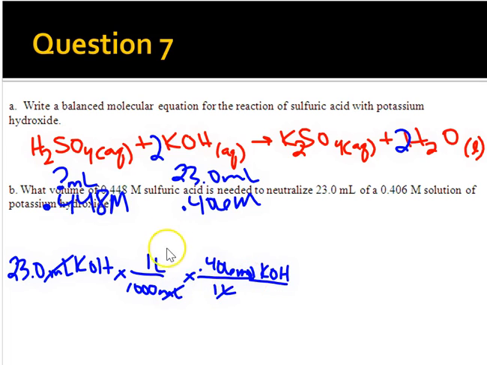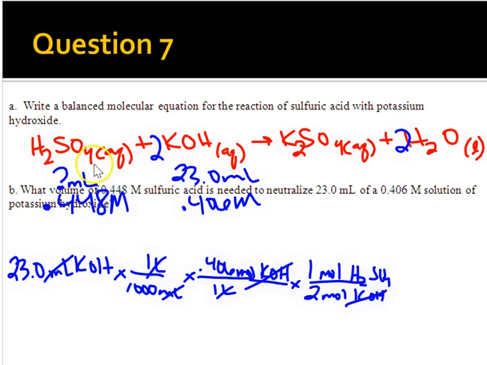So my liters is gone. Next step, use your mole ratio. For every 2 moles of the potassium hydroxide, because of the 2 that's right here, 1 mole of the acid, 1 mole of the H2SO4 is needed because of that 1 that's right in front of there. So now we're out of KOH and we are now in moles of the acid. Now, since we know the molarity for the acid and we are going to figure out the number of milliliters, we can actually keep going with the third step.